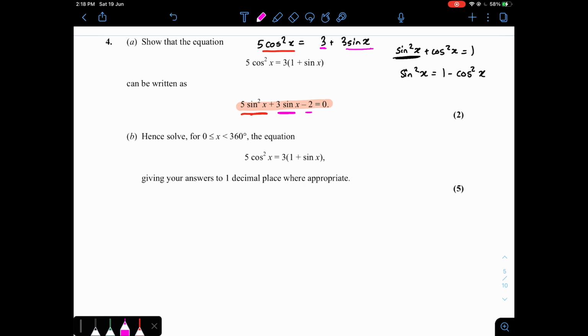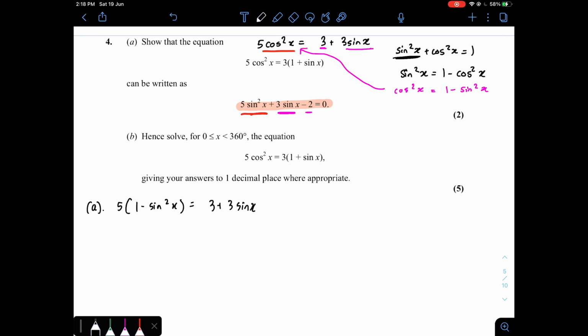But in this case you can see that we have cos squared x, so we have to make cos squared x the subject instead. So that will be cos squared x equals 1 take away sine squared x, and we substitute that in over here. So how will we write that down? If I write part A over here, this is also part of part A, by the way. So 5 times 1 minus sine squared x equals 3 plus 3 sine x.